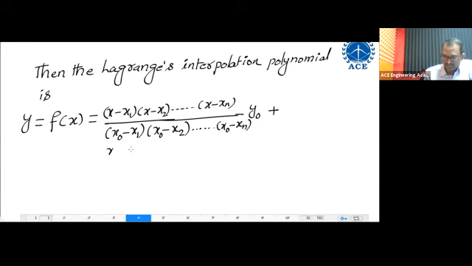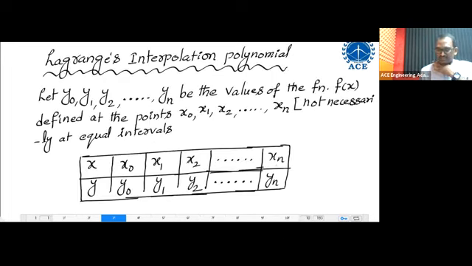Numerator: x minus x naught, x minus x1, x minus x2, up to x minus xn. Denominator, be careful. You are writing the second term. So the denominator is second term minus first term, into second term minus third term, into second term minus fourth term, and so on, into second term minus last term.